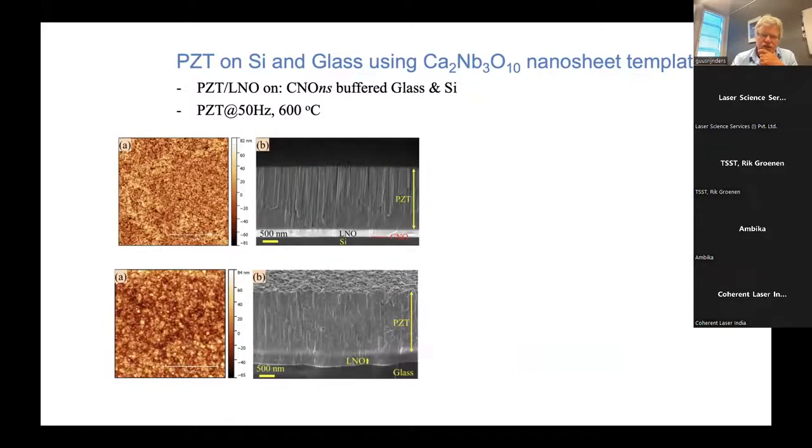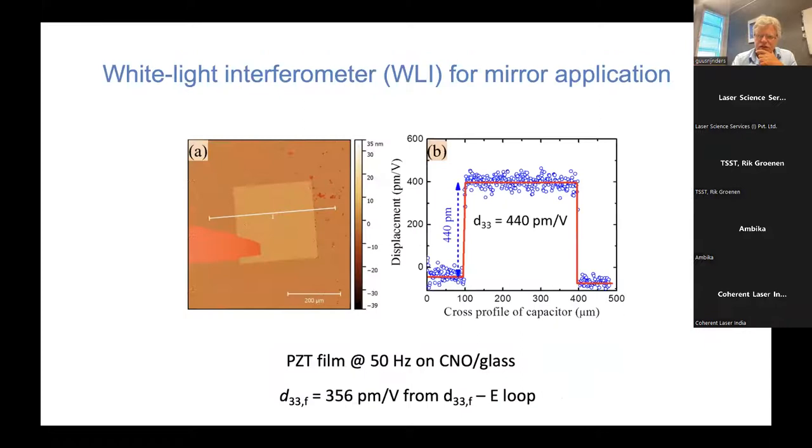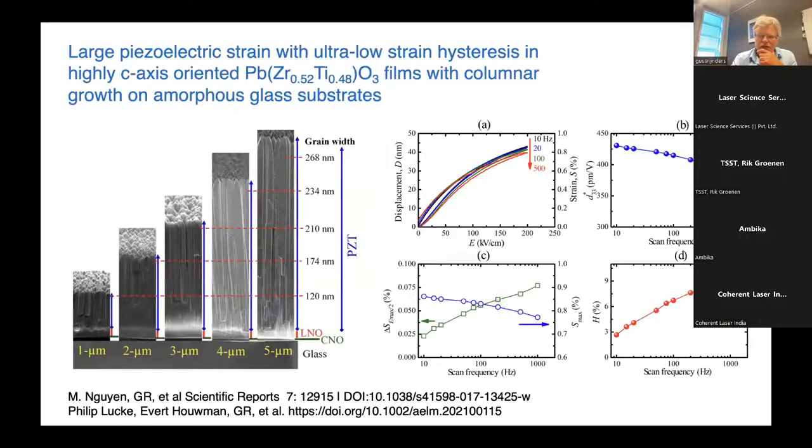We have checked morphologies of these materials on glass and silicon. We also compared it with silicon and glass. Here you can see white light interference measurements. And you clearly can show that we can change the height of a patch by applying a voltage there.